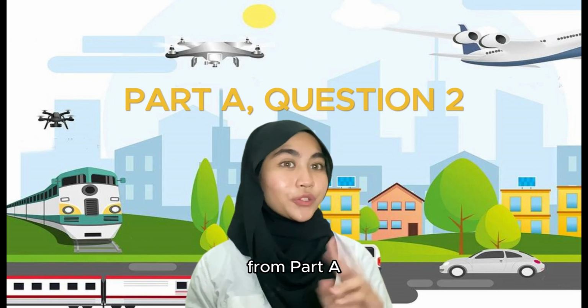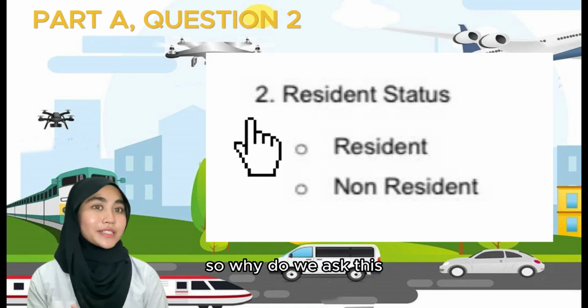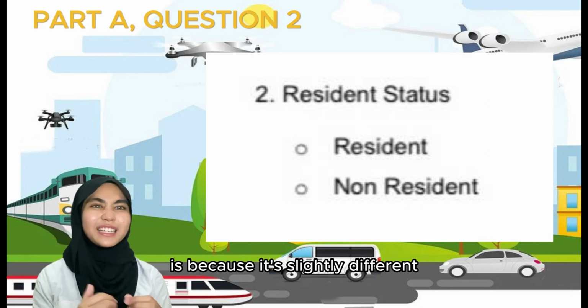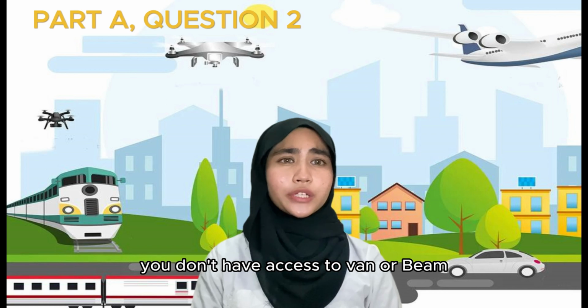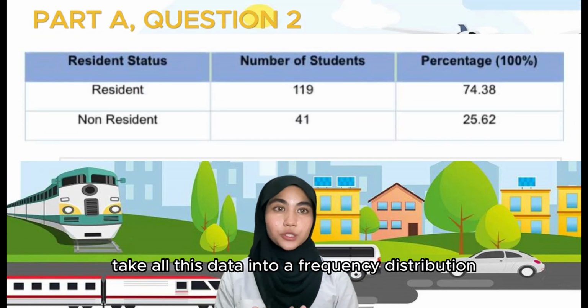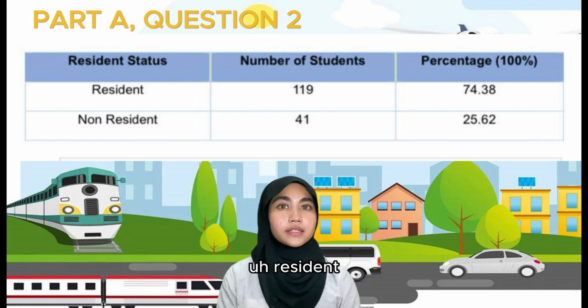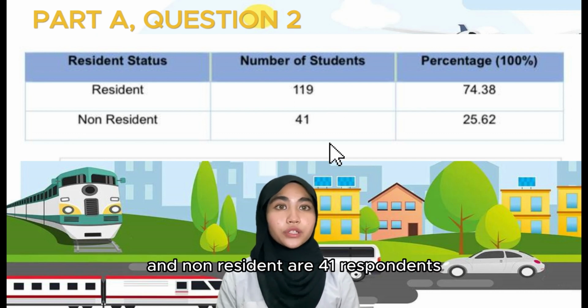Next, question 2 from part A is also qualitative data, where we ask about the resident status. Why do we ask this? Because it's slightly different if you're a resident or non-resident. If you're a non-resident, you don't have access to van or beam. We take all this data into a frequency distribution. Residents number 119 respondents and non-residents are 41 respondents.